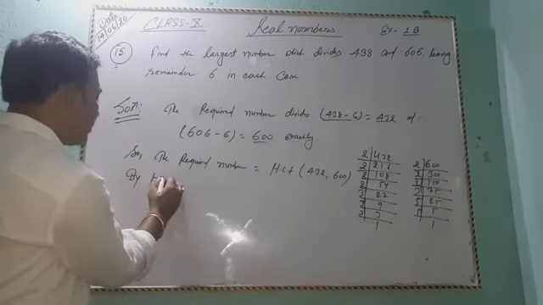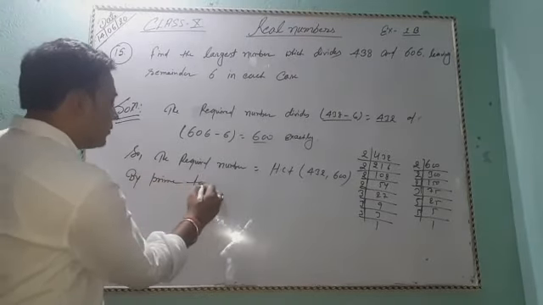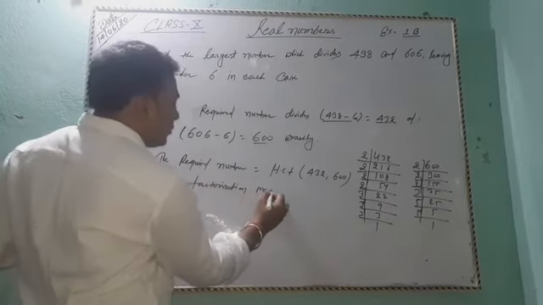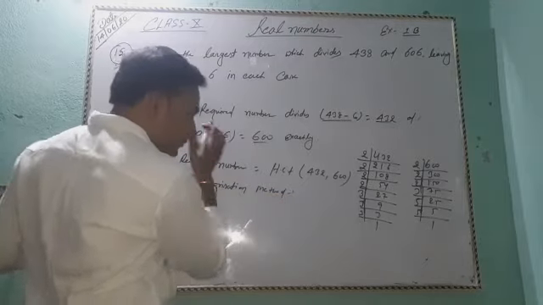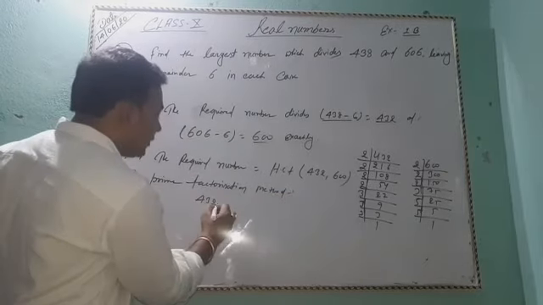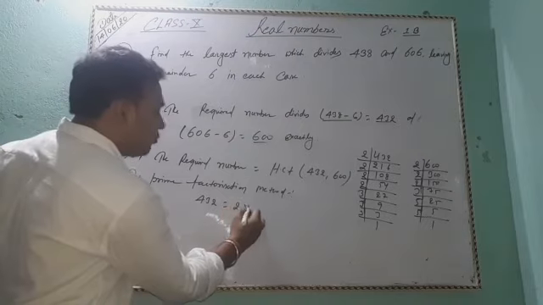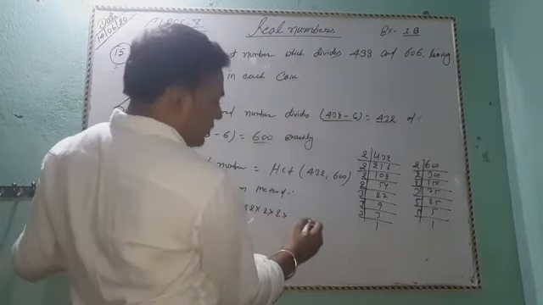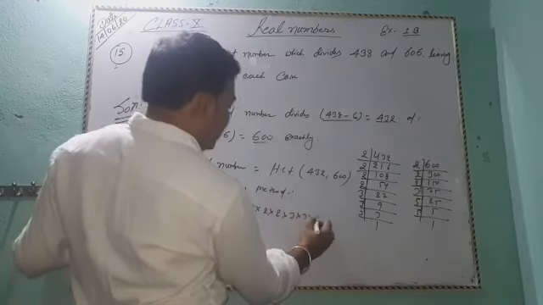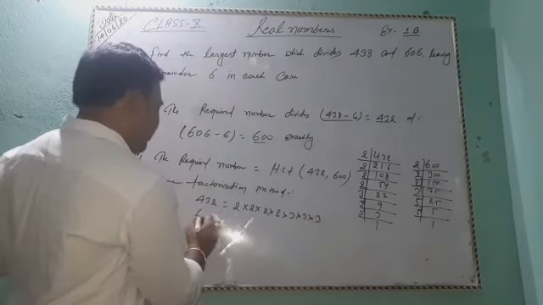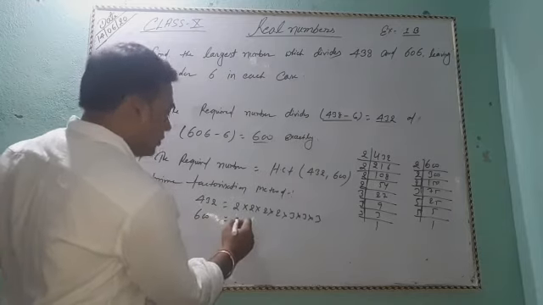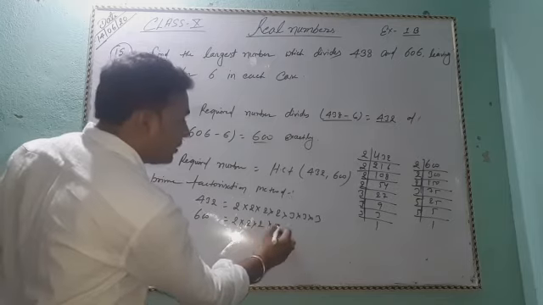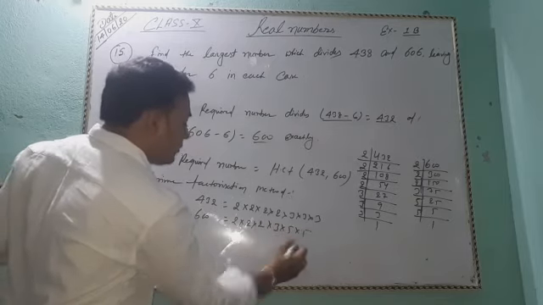By the prime factorization method, 432 equals 2 multiplied by 2 multiplied by 2 multiplied by 2 multiplied by 3 multiplied by 3 multiplied by 3, and 600 equals the product of primes 2 multiplied by 2 multiplied by 2 multiplied by 3 multiplied by 5 multiplied by 5.